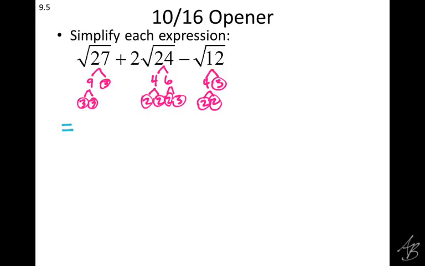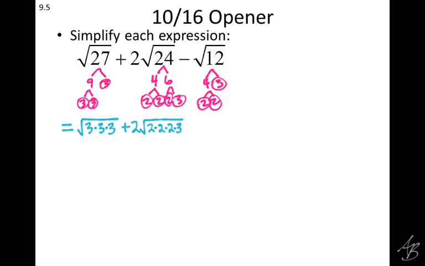So for our rewrite here, don't forget, we'll start with an equal sign, and then we've got the square root of 27, but instead of 27, we're going to have 3 times 3 times 3, and then plus 2 square root of 24. Instead of 24, we're going to have 2 times 2 times 2 times 3. Okay, 2 on the outside. Yes, don't forget that 2 on the outside, that coefficient.